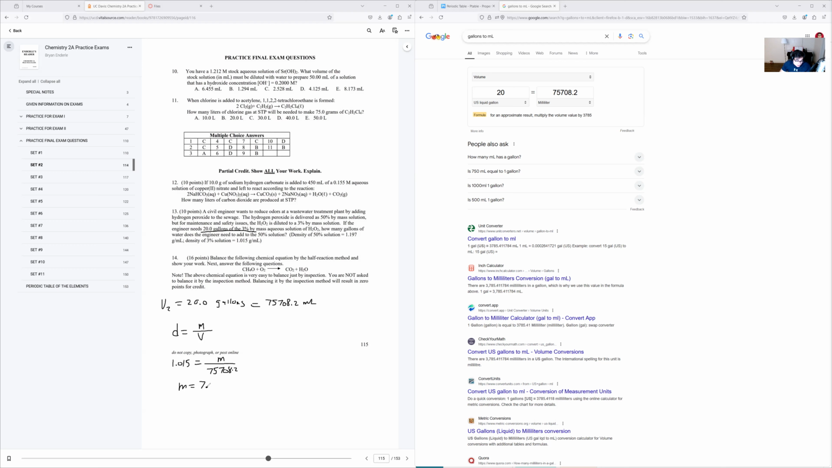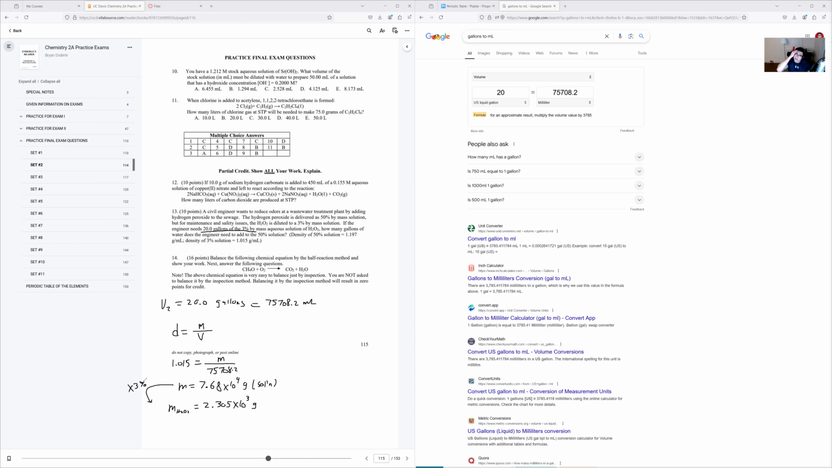So we get the mass to be, I'm just gonna write this in scientific, 7.68 times 10 to the fourth grams. Right, that's the mass of the total solution. So if you want the mass of the hydrogen peroxide, you just take a percent, right? It's 3% by mass. So we take that, times it by 0.03, and we get 2.305 times 10 to the third grams. That's just that times 3%.